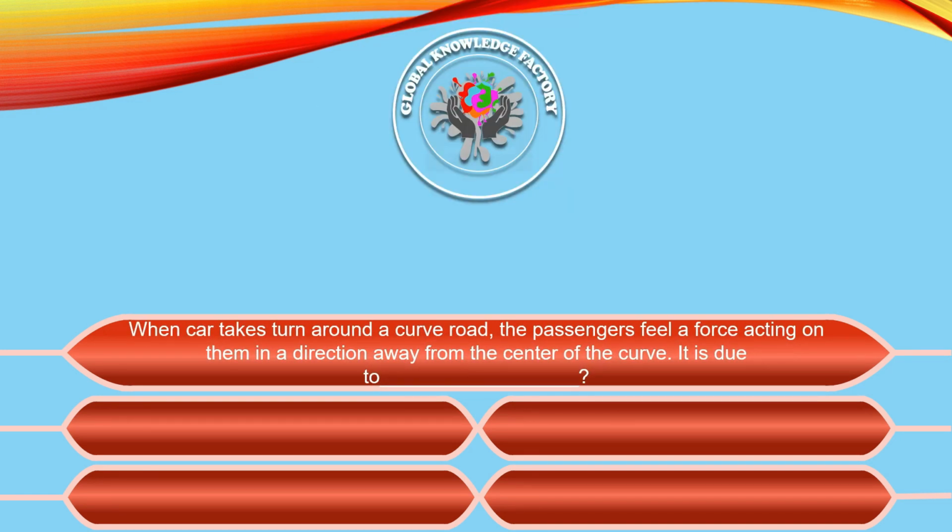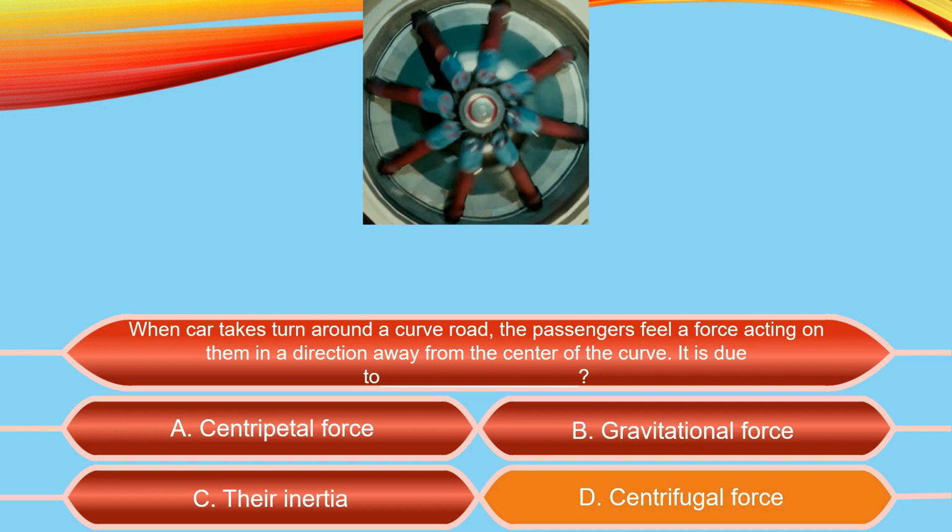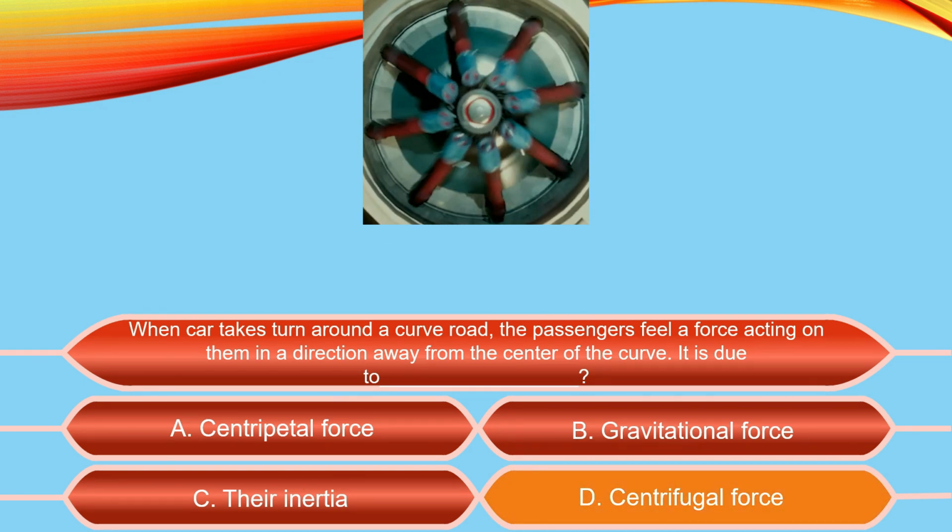When car takes turn around a curved road, the passengers feel a force acting on them in a direction away from the center of the curve. It is due to: A. Centripetal force, B. Gravitational force, C. Their inertia, D. Centrifugal force. Answer is D. Centrifugal force.